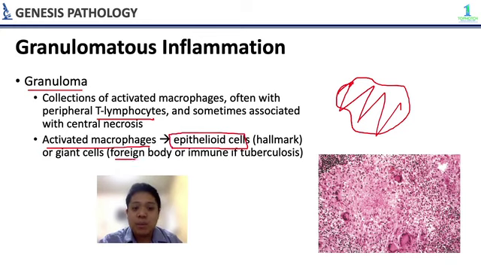Nakikita to when, for example, foreign bodies are left inside the body or in tuberculosis. So makikita nyo, these are called Langhans giant cells. So nakikita siya sa tuberculosis. So basically, di ba, sobrang dami niyang nuclei, tapos malaki siyang cells.